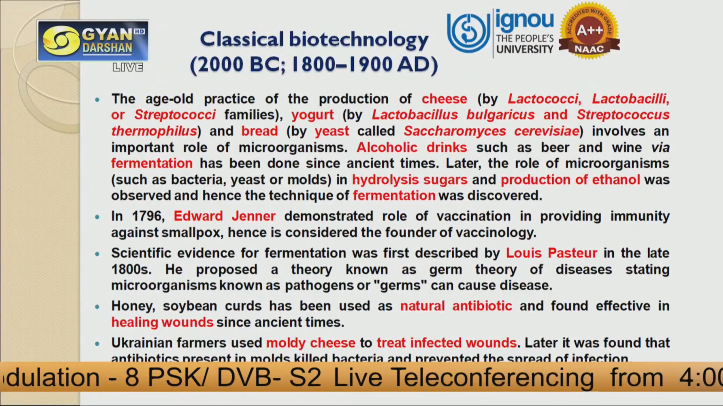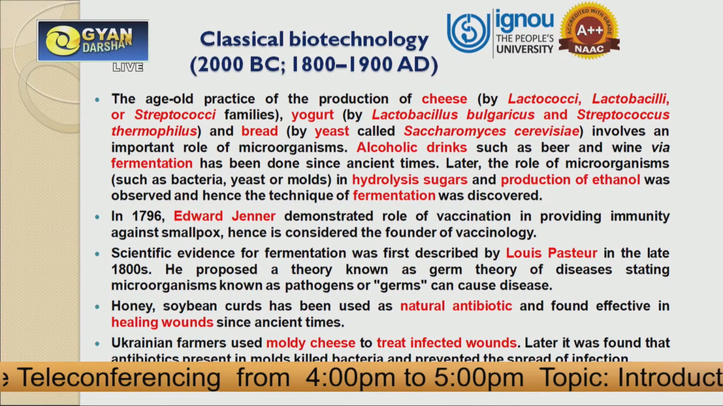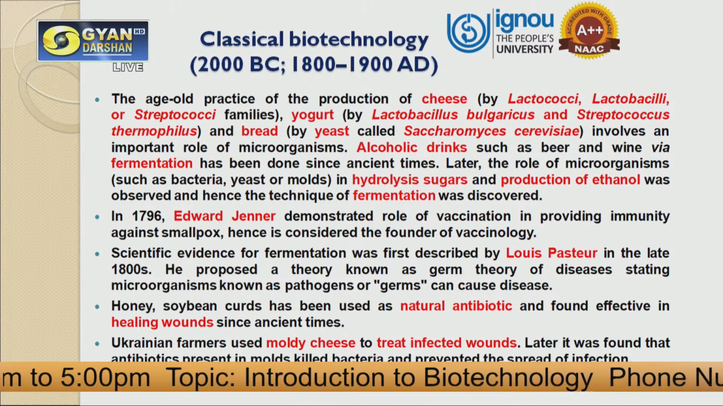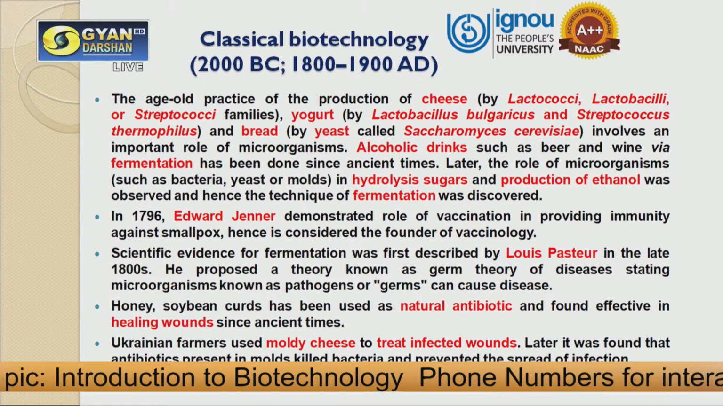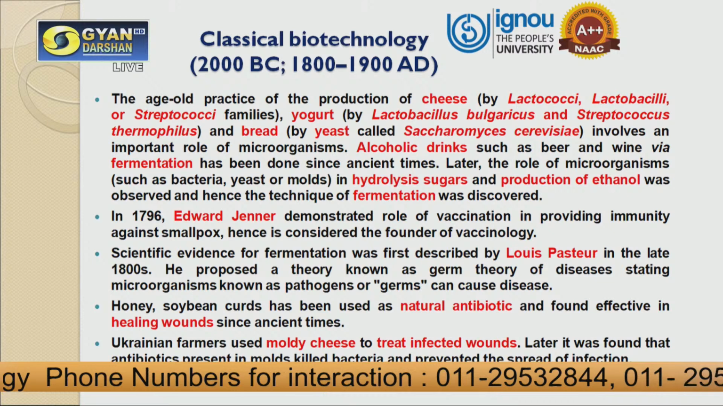Since many ages, these drinks were made by humans for consumption, but the process behind this was not given any term. So manufacturing of alcoholic drinks like beer and wine via fermentation, I'm using this term fermentation here because now we know that this process is called fermentation, but earlier it was not known what it actually was. So by using the process of fermentation, we can make these alcoholic drinks.